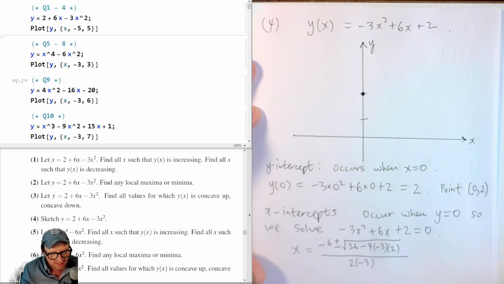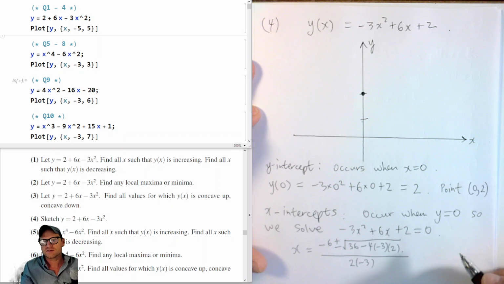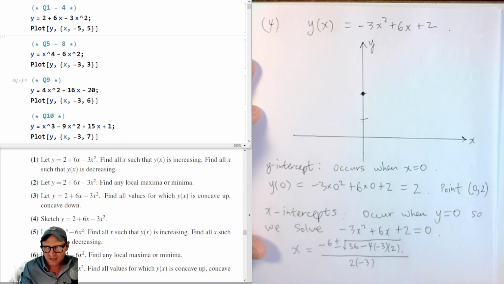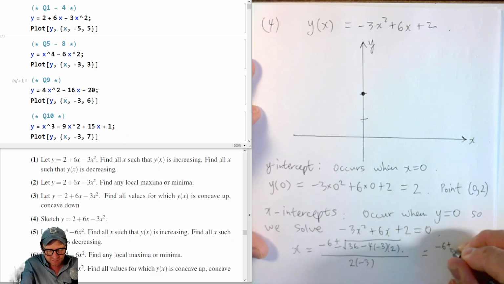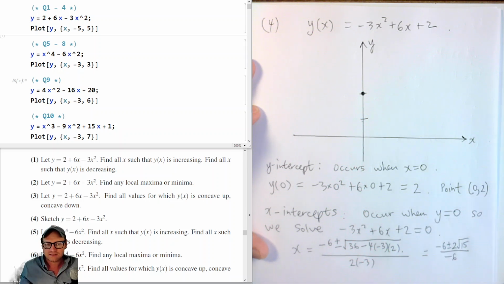Okay, let's simplify this. Inside the square root, which is our discriminant, we have 36 plus, because there are 2 minus signs, 12 times 2 is 24, so 36 and 24 is 60, isn't it? And then in the denominator we have minus 6. Now 60 is 4 times 15, so the square root of 60 I can express as 2 root 15. So we have minus 6 plus or minus 2 root 15, all over minus 6.